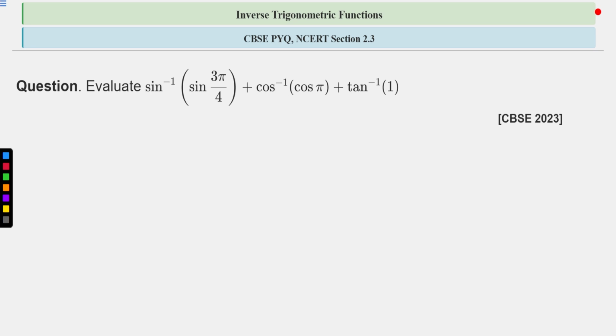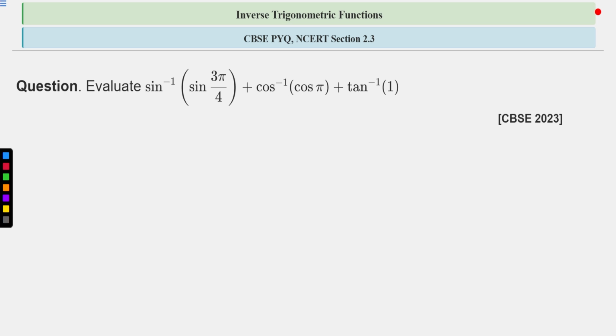Next question is, evaluate the value of the expression sin inverse sin 3 pi by 4 plus cos inverse cos pi plus tan inverse 1. You basically have to evaluate the value of the expression sin inverse sin 3 pi by 4 plus cos inverse cos pi plus tan inverse 1 is equal to what?